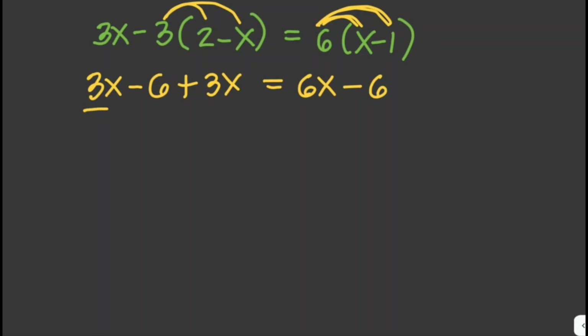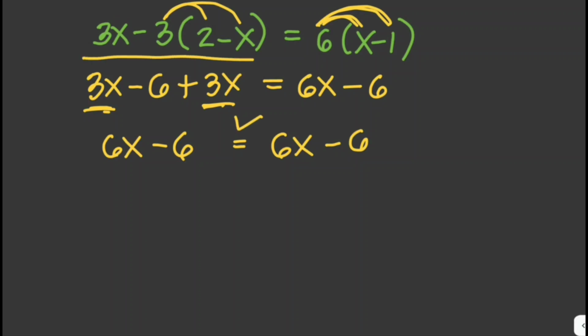Okay, and then we simplify this one. We group like terms. 3x plus 3x is 6x. Minus 6 equals 6x minus 6. So in this case, the simplified expression on the left is just equivalent to the simplified expression on the right. Therefore, this equation here is an identity.